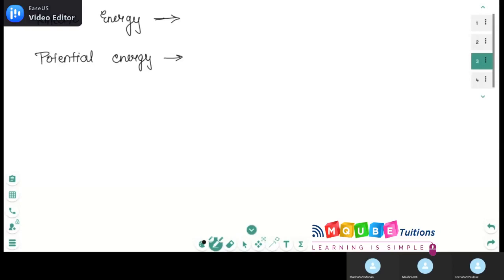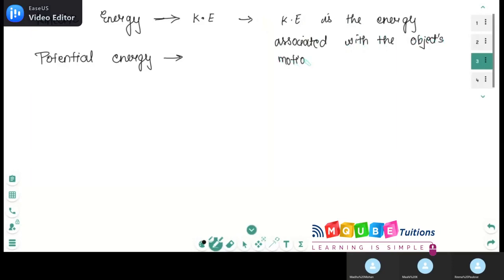What did I tell? Can you explain again? Kinetic energy can be written in this form also, like KE. Kinetic energy is the energy that is associated with the object's motion. Are you understanding this one? That means all the moving objects will have kinetic energy. All the moving objects will possess what kind of energy? Kinetic energy. Are you understanding?